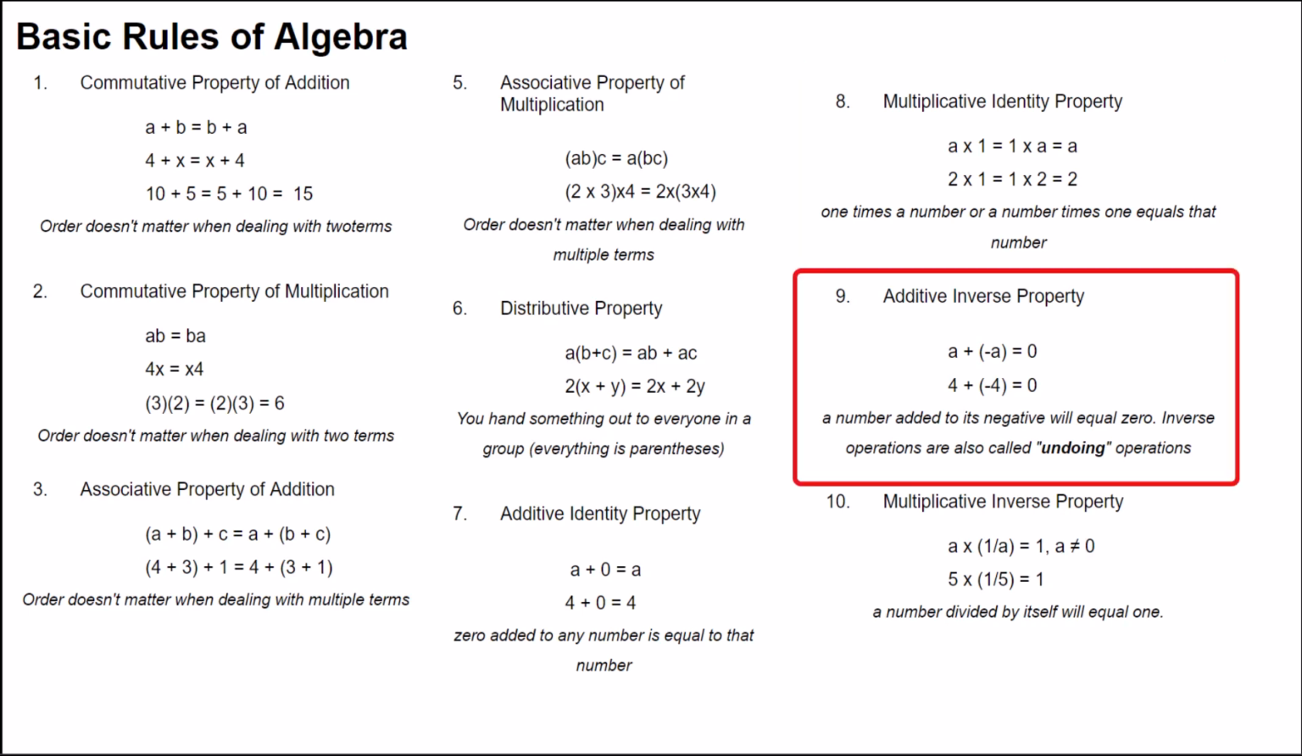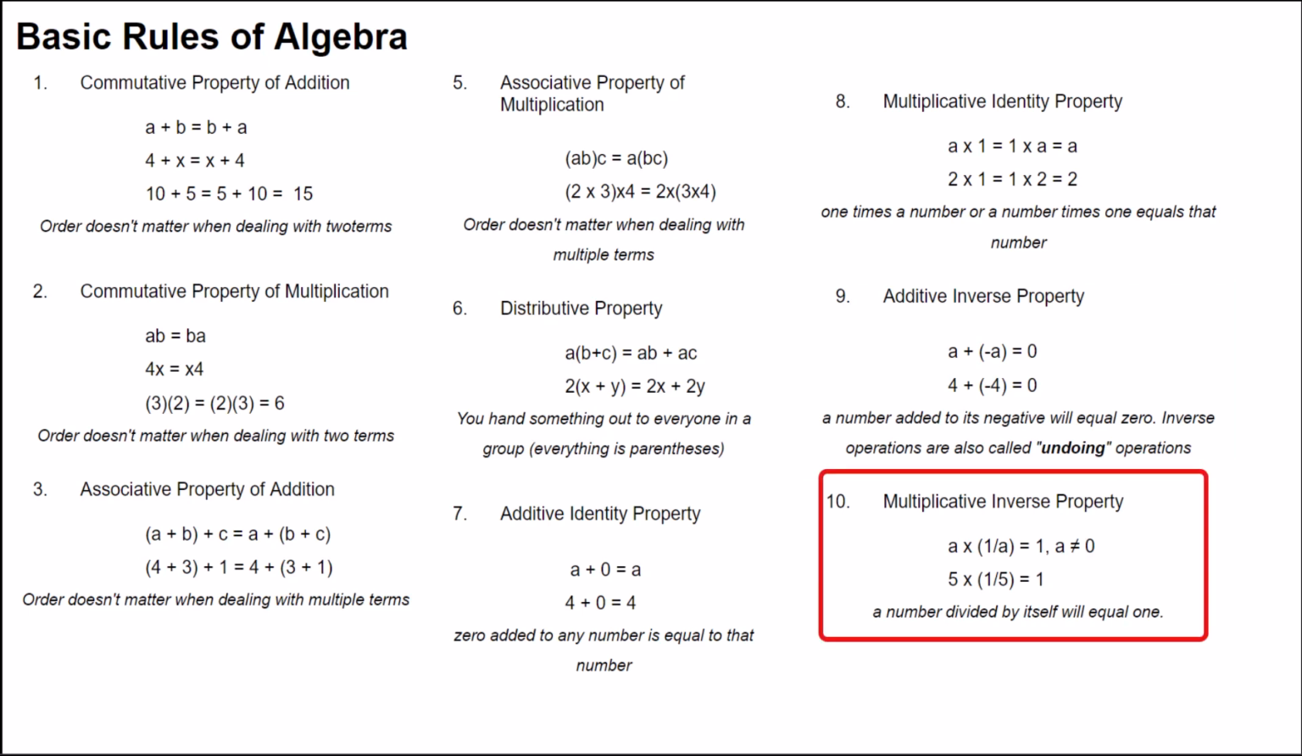Next, we have the additive inverse property. In math, when you hear the term inverse, a lot of people describe these as undoing operations. And if you look at this example, it makes sense. If you take any number and add its negative to it, the answer you get will be 0. In this example, 4 plus negative 4 is equal to 0.